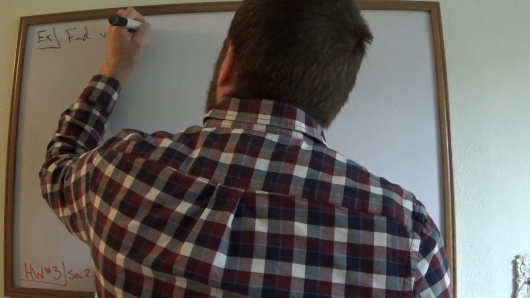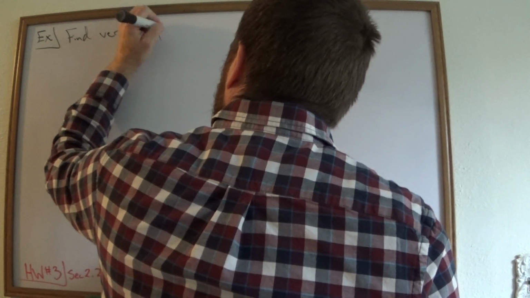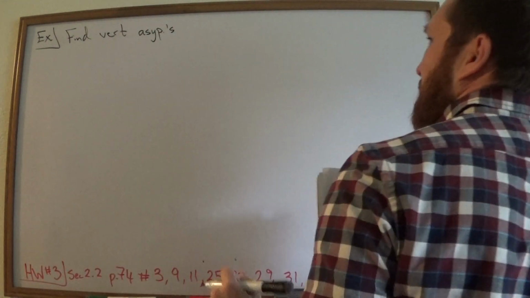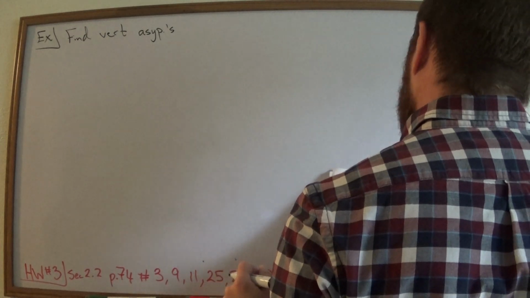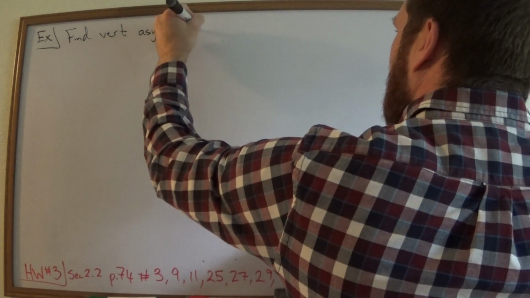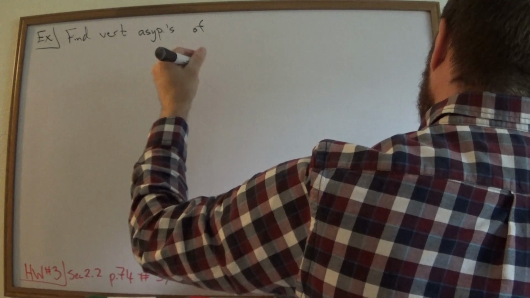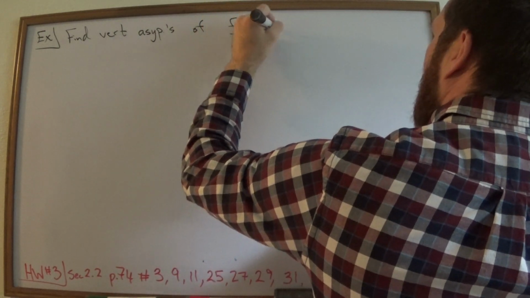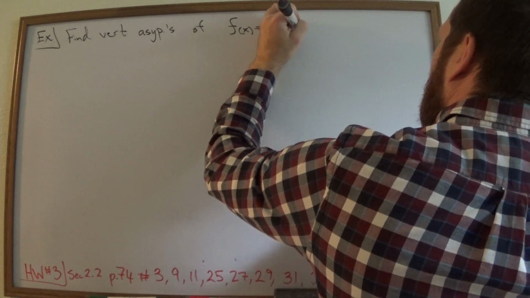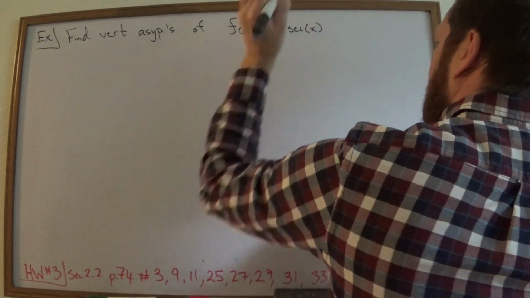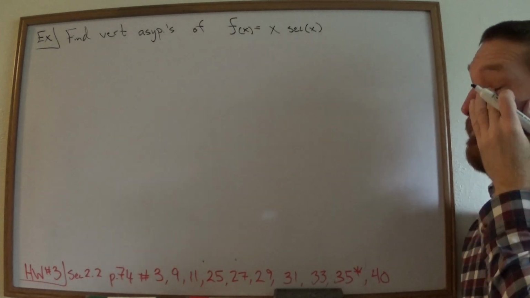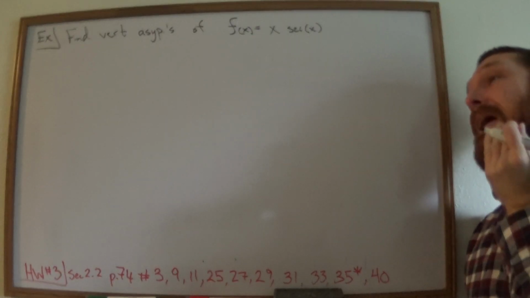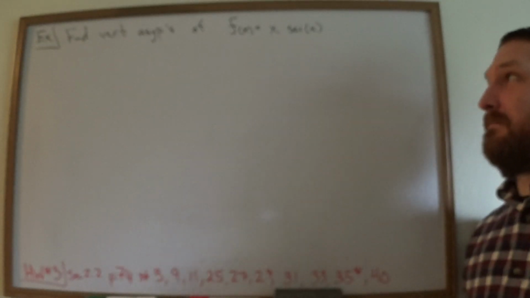So find the vertical asymptotes. I'm abbreviating asymptotes, because I don't want to write that out; I'll misspell it and look like a fool. Find the vertical asymptotes of f of x equals x times secant x. I want to graph this thing.